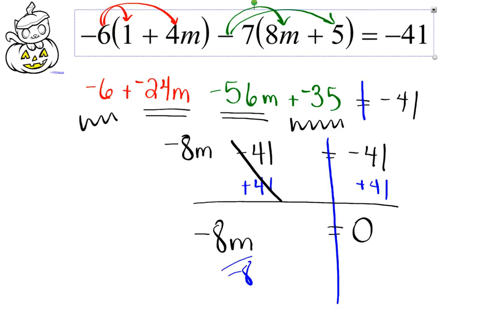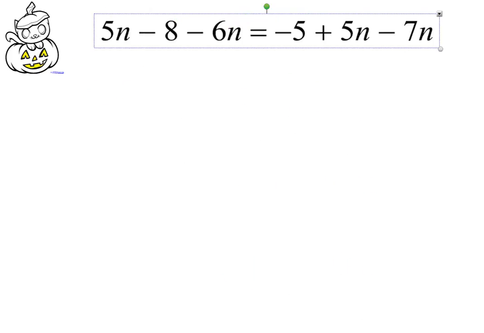Divide by negative 8, and I get m is equal to 0. And yes, m can equal 0. It's a number. It's on the number line. Here comes the next problem.